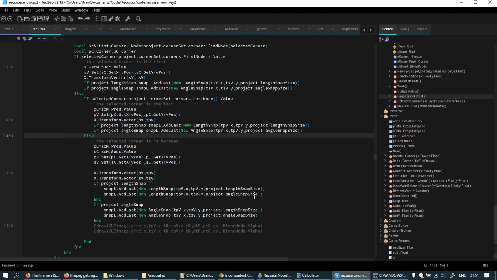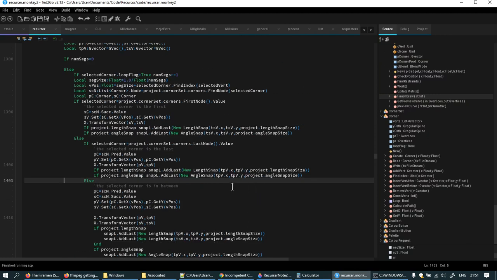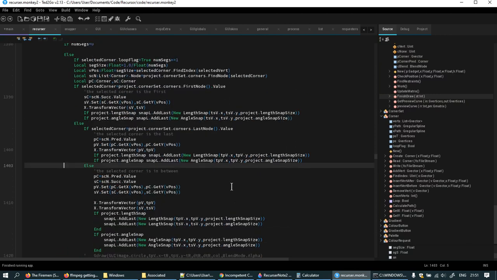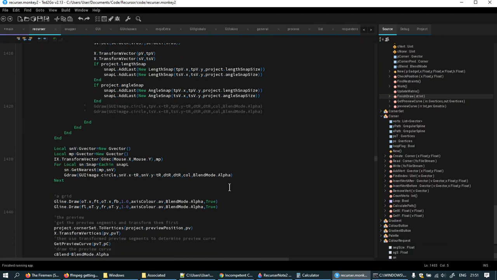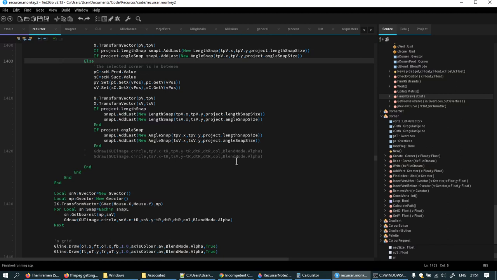Well, I couldn't resist coming back just for a little bit more. I am still knackered, but I got through so much stuff there that I thought it was worth going back just for a couple of little checks, because there's some obvious things, like here. Obviously, both of these should be length snap size. And here, they should both be angle snap size. That's one thing.